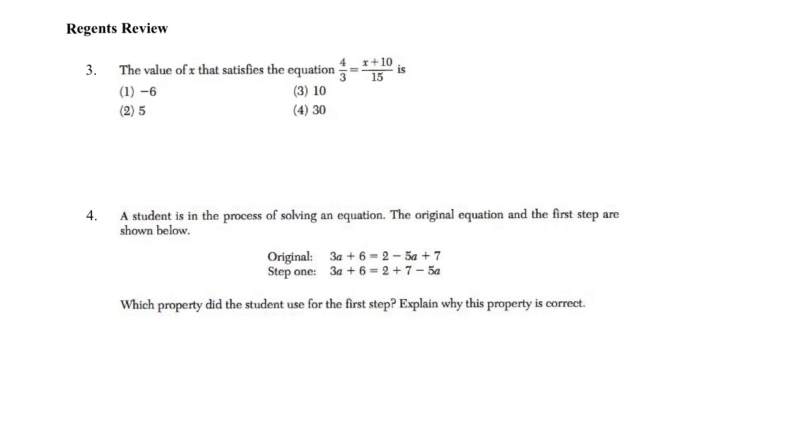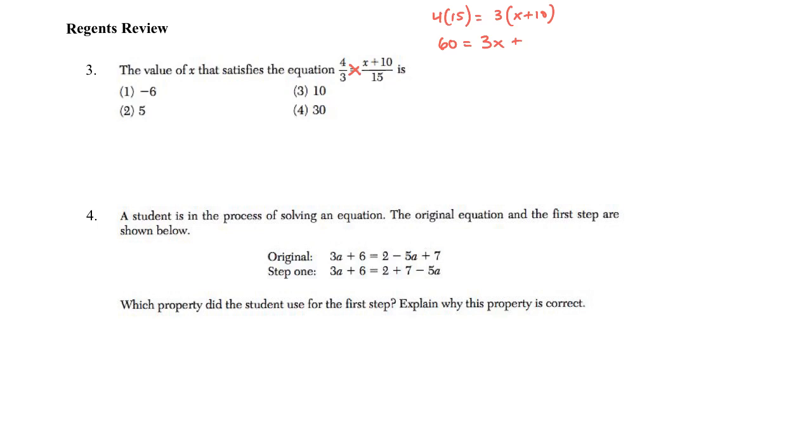So a proportion is solved by cross multiplying. So I'm going to do 4 times 15, and that equals 3 times (x plus 10). Make sure you get that binomial in parentheses so that you remember to distribute. 4 times 15 is 60. I'm going to distribute here.